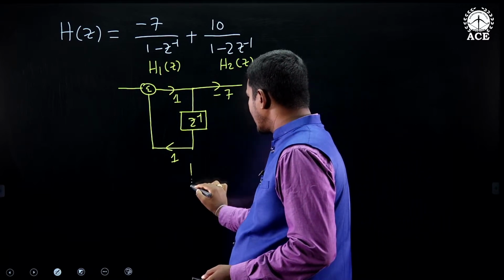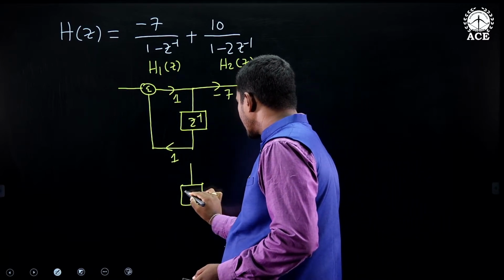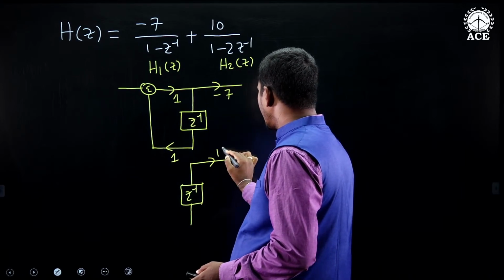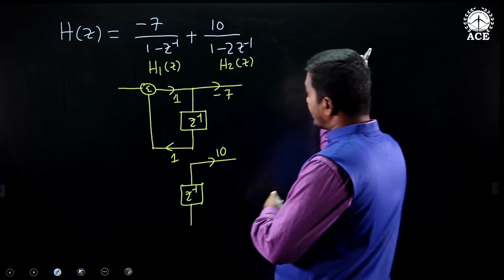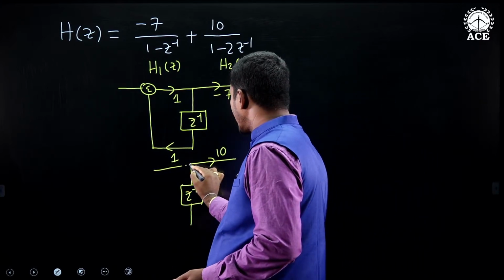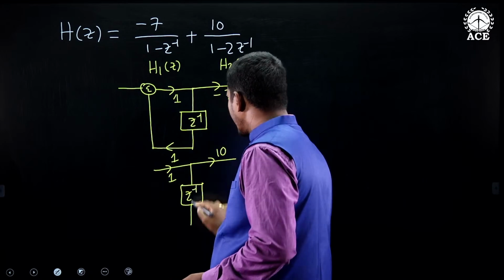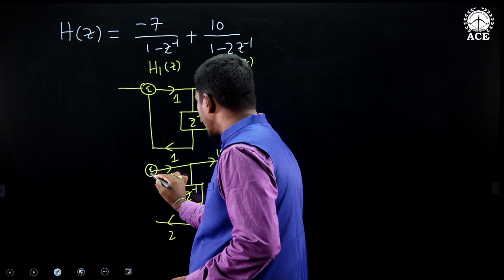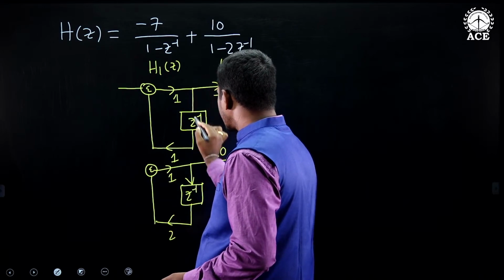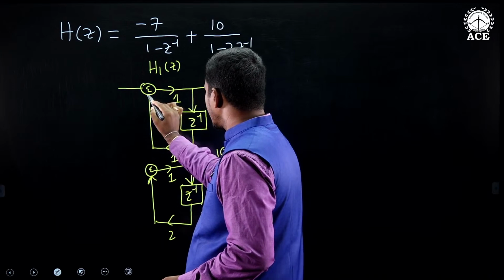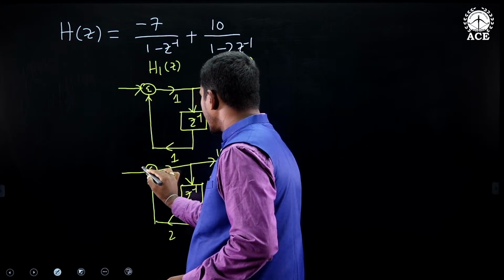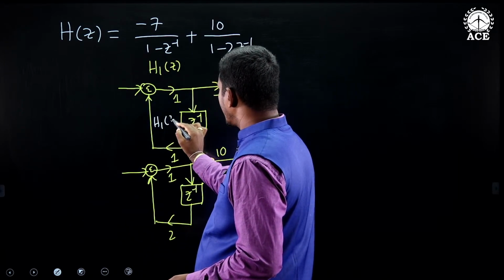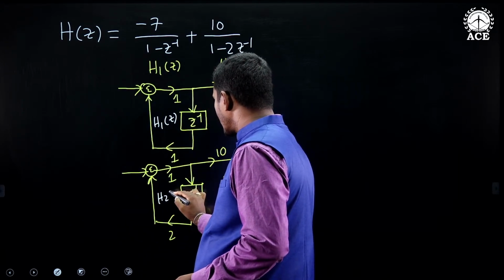Next H2 of Z. Take this Z inverse. And the numerator is how much here? 10. And the numerator part is over. And the denominator, how much here? 1. And here minus 2 is there. You have to take the reverse of that sign, 2. And take a summer. Yes, this is H1 of Z, and this is H2 of Z.